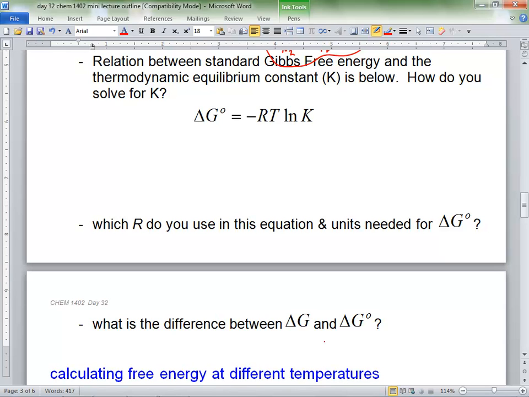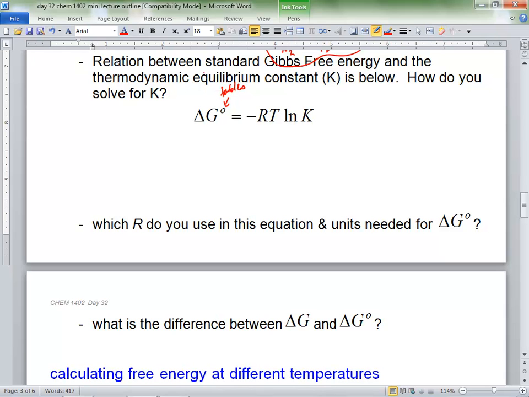The relation between standard Gibbs free energy and the thermodynamic equilibrium constant is below. So delta G0 is negative RT natural log of K. How do you get this delta G0? Tables. Why do you say tables right off the bat? Because you see the little zero. That means tables, but it really means standard temperature and pressure: one atmosphere and 25 degrees Celsius.